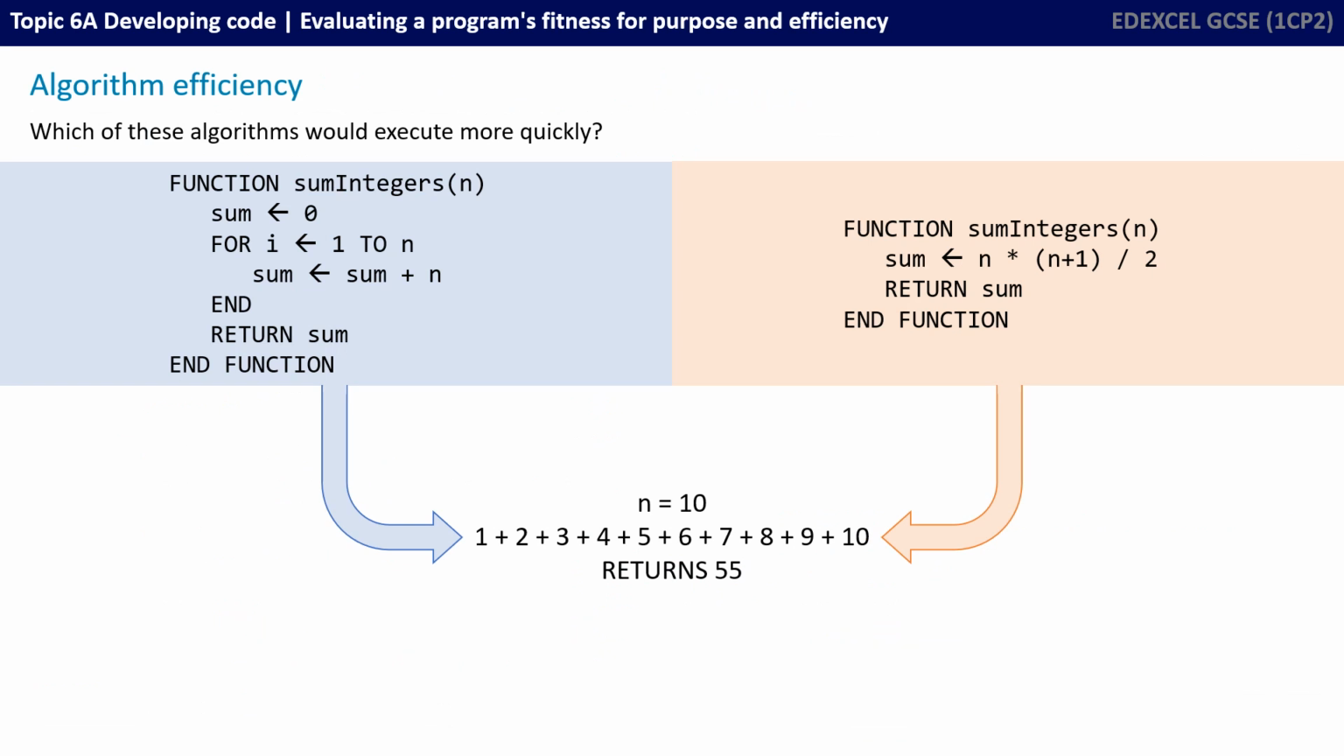So we're going to return to this example which we first used back in the video where we covered algorithm efficiency in topic 1. We have two functions called sum integers, and they both take a single parameter n, which is a number. No matter what number is passed in, they add up that many numbers. So if 10 is passed in, it adds up the numbers 1 plus 2 plus 3 plus 4 up to 10. So they return 55. So both of these algorithms do exactly the same thing. The question is, which one is more efficient?